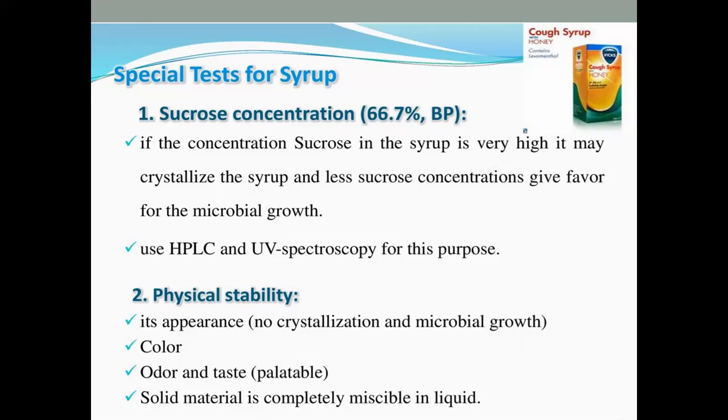Physical stability मध्ये काय चेक करतो आपण? Their appearance, color, odor, taste, palatable असायला पाहिजे. Odor and taste, palatable, color, then appearance means there is appearance check. जसं आपण व्हिज्युअल इन्स्पेक्शन जरी केलं तरी आपल्याला समजतं की त्याच्यामध्ये क्रिस्टल फॉर्म झालेत की नाहीत.